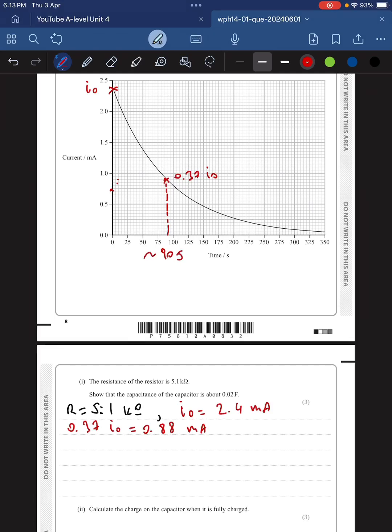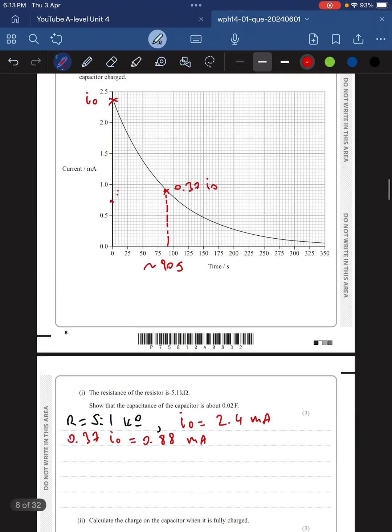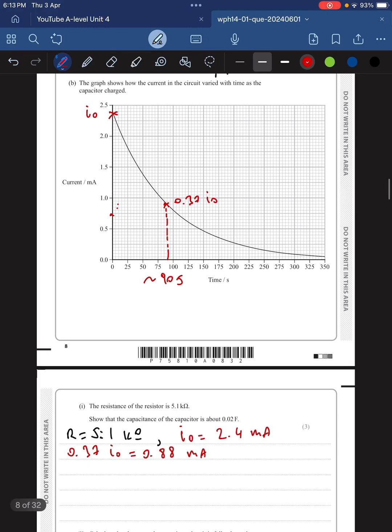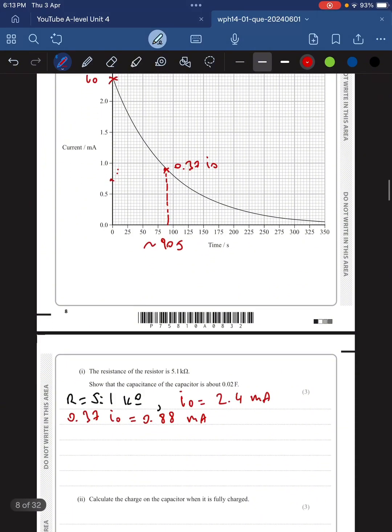Okay, so that's about 90 seconds. So that's the lifetime of this capacitor. Why? Because we know that in one lifetime, 63% of the current is gone, or 37% is left. So since tau, the lifetime, is 90 seconds, and we know that that's equal to the resistance times the capacitance, we can solve for C.